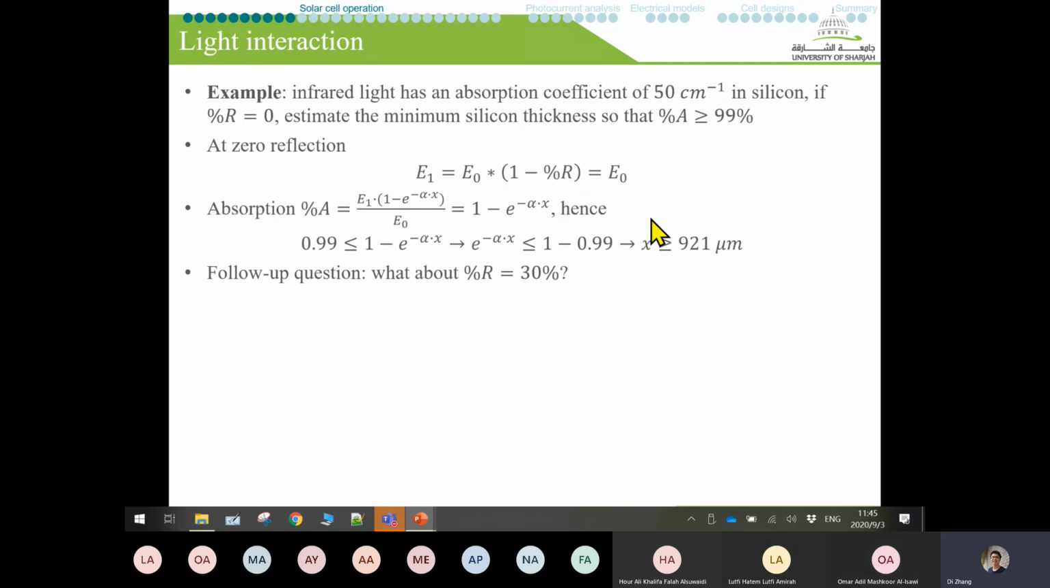We have a follow-up example. Doctor, just a question. Yes, go ahead. Should we target the blue spectrum region because it has the highest intensity, or should we take the average over the whole spectrum for the thickness?